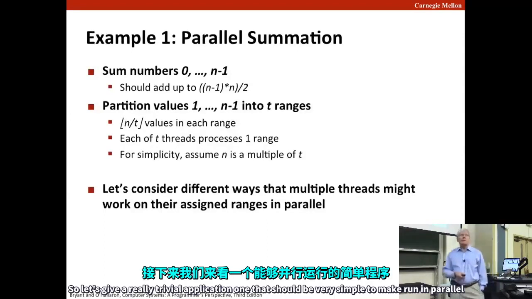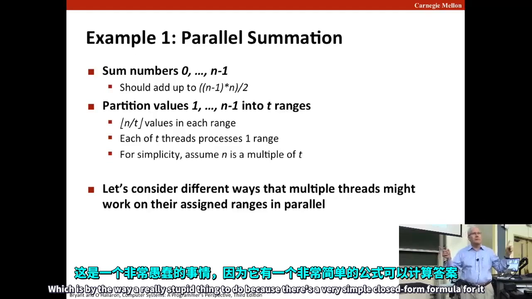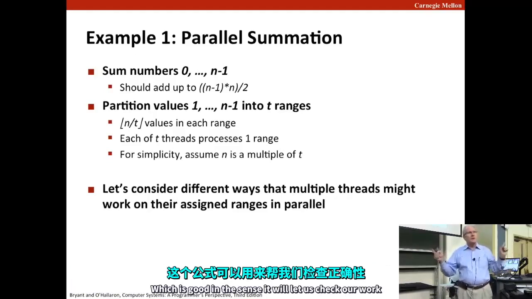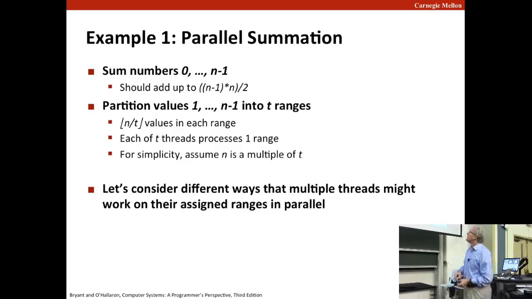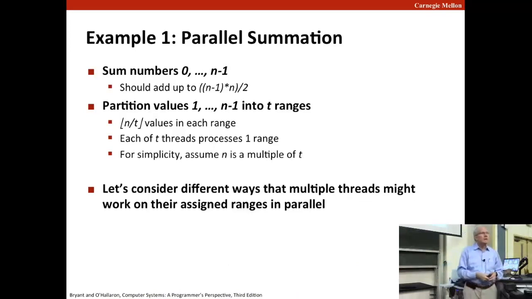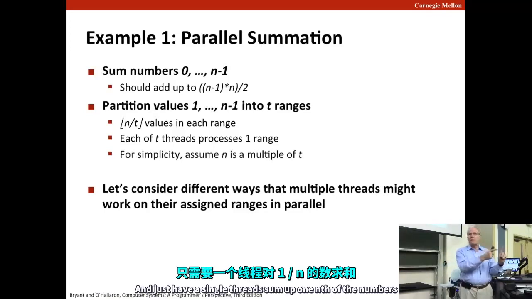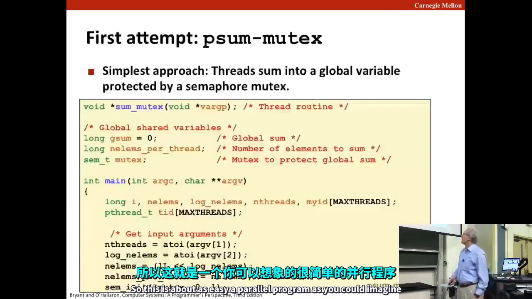So let's give a really trivial application, one that should be very simple to make run in parallel. Imagine we want to sum up the numbers between 0 and n-1, which is, by the way, a really stupid thing to do because there's a very simple closed form formula for it, which is good in the sense it will let us check our work. But it just shows you this idea. If we have n-way parallelism, we're just going to split our range of numbers n ways and have a single thread sum up 1/n of the numbers, and then they'll collectively sum together the results in some way or another. So this is about as easy a parallel program as you could imagine.